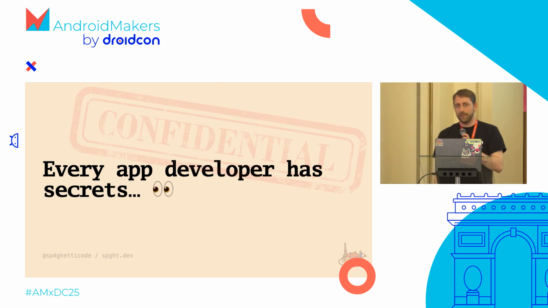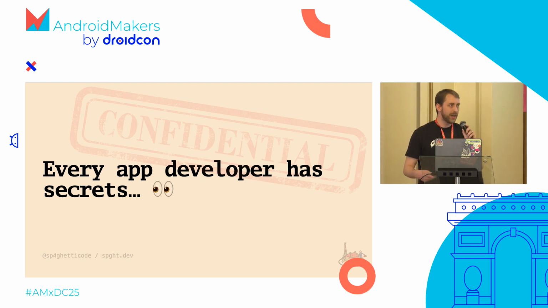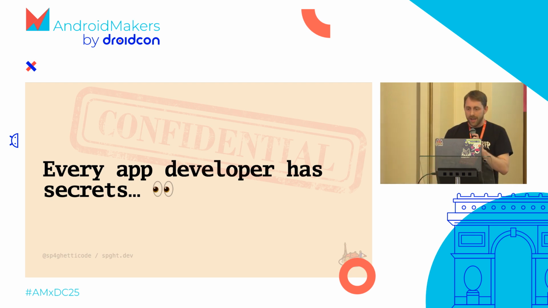Let's kick off the talk with a kind of obvious statement that every app developer has secrets. Now, when I'm talking about secrets, I'm not talking about the thing that you've got hidden, shoved at the back of your shoe cupboard. I'm not talking about the spaghetti code that you've written and forgotten about. We're talking about secrets in our code bases, secret things that we need to access that are technically things we don't want other people to know about.